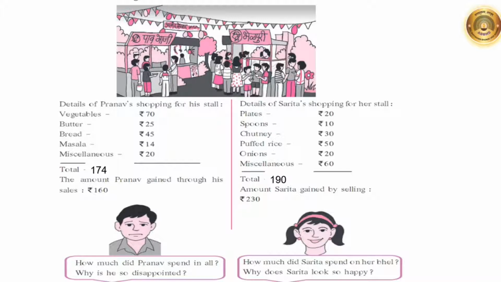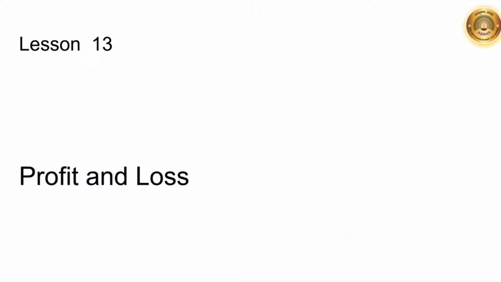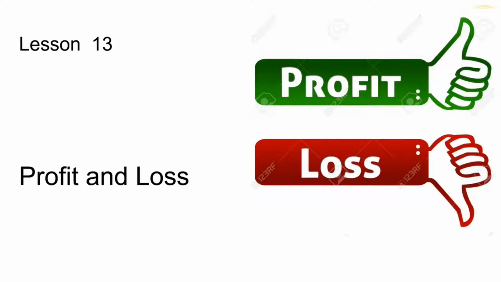Now, if you look at Pranav's face, he is looking disappointed. And Sarita is looking very happy. Pranav is looking disappointed because he made a loss in the sale. And Sarita is looking very happy because she made a profit. Now, what is meant by profit or loss? Let's learn about profit and loss in our lesson number 13.